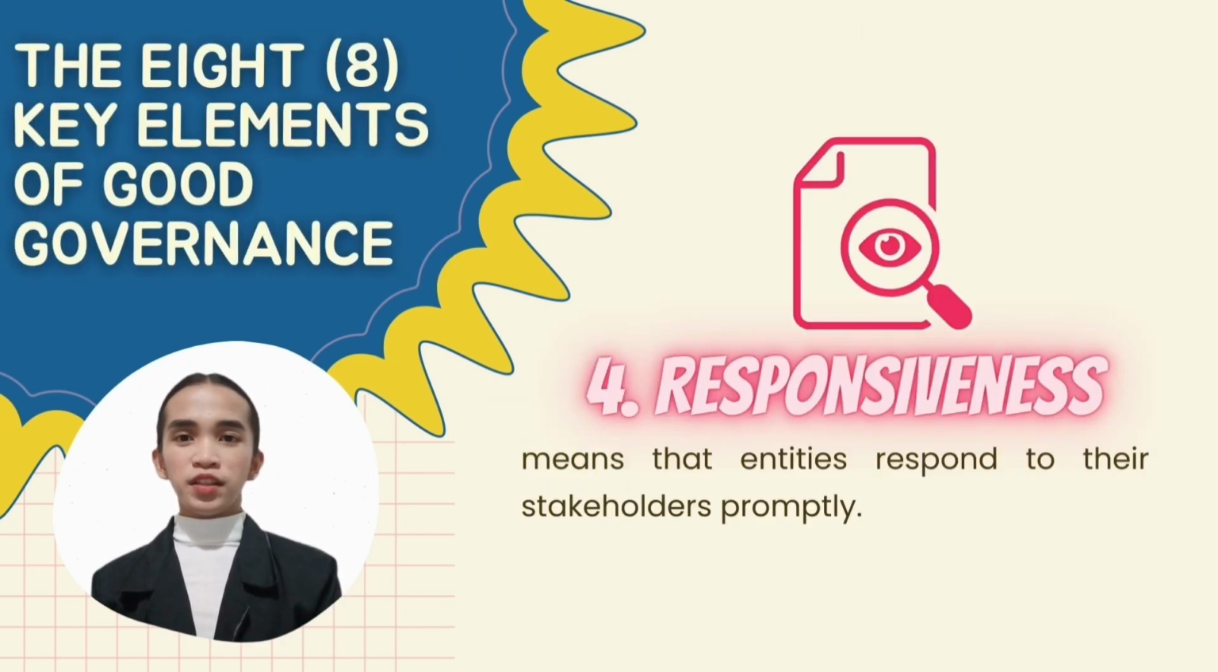The fourth component of good governance is responsiveness. Responsiveness indicates that government regulations enable the structures and procedures of public accommodation to support all stakeholders within a suitable amount of time.